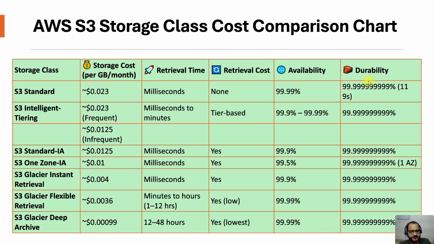The one thing you will see that is common is durability. In most of the storage classes you will get good durability, which is common across all the storage classes, and also availability. Now if you see, the retrieval time and retrieval cost will vary based on the storage class option which you are going to use, and similarly the cost will vary according to the storage class.